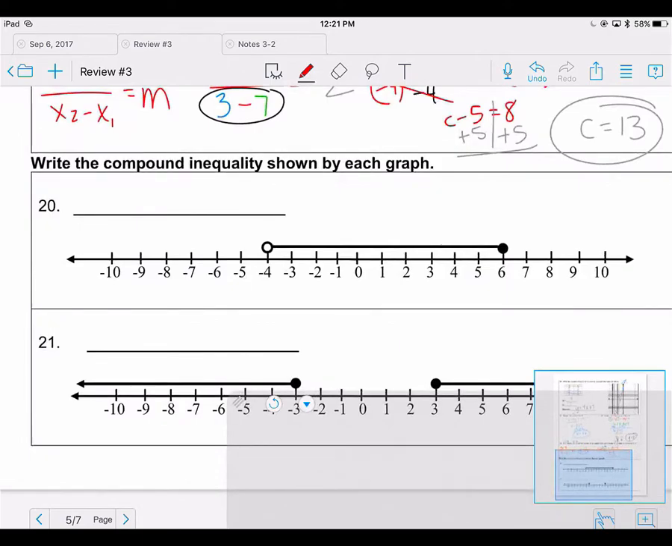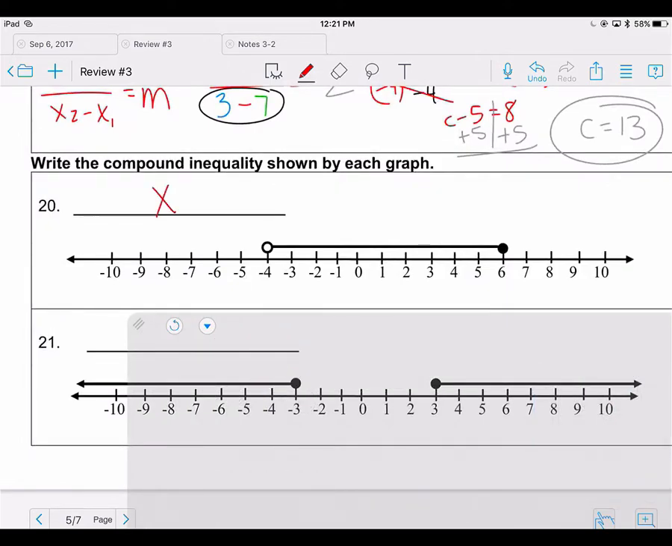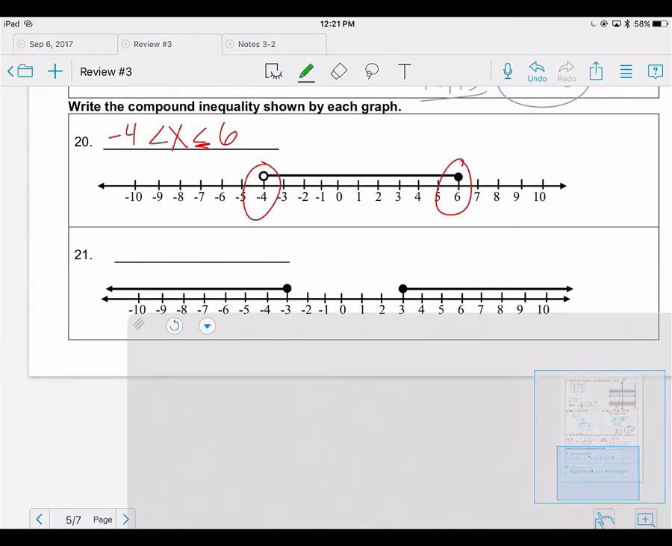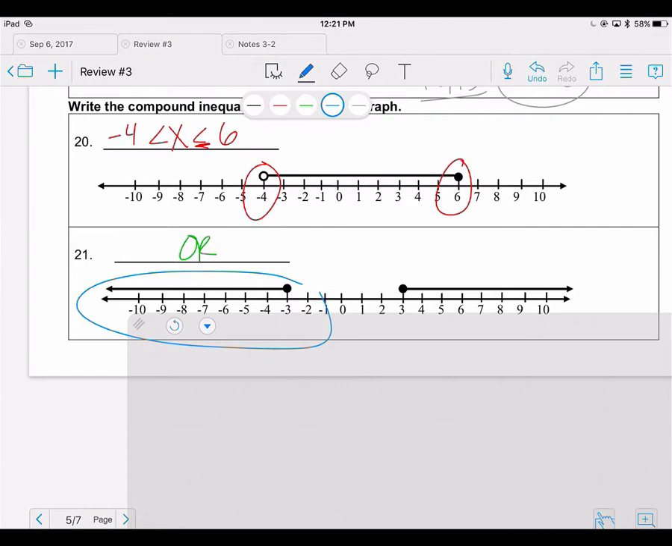Problems 20 and 21 are compound inequalities. 20 is an and inequality, which means we are going to go least to greatest. So my least is down at negative 4. My greatest is at 6. And at 6, I have a line under the inequality because I have a filled-in bubble. 21 is an or inequality. On the left side, we have that x is less than or equal to negative 3. And on the right side, x is greater than or equal to 3. So with or inequalities, we just write them separately and put that or in between.